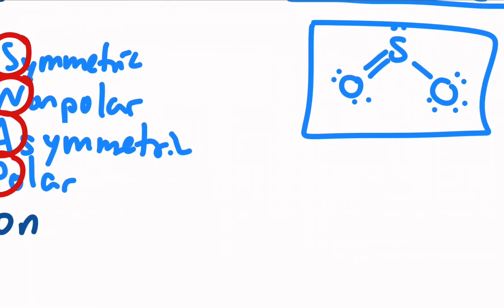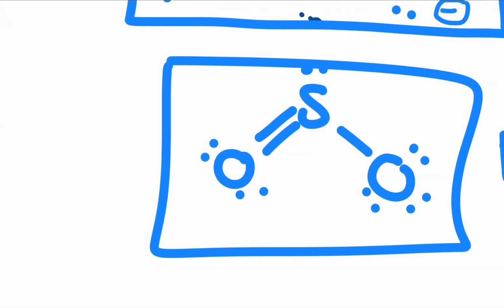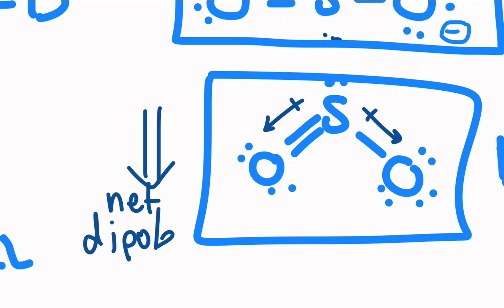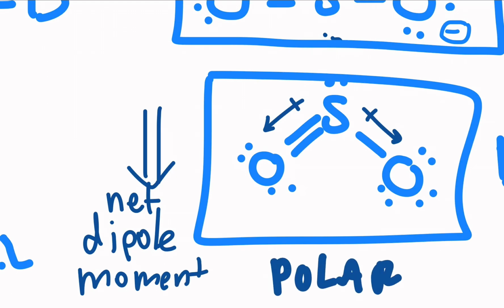So sulfur dioxide is not completely symmetric. There's a lone pair on one side and 2 other polar bonds to oxygens. I could even show the dipole toward the more electronegative oxygen atom. There is a net dipole moment, and that just means it's polar. So this is a polar molecule.